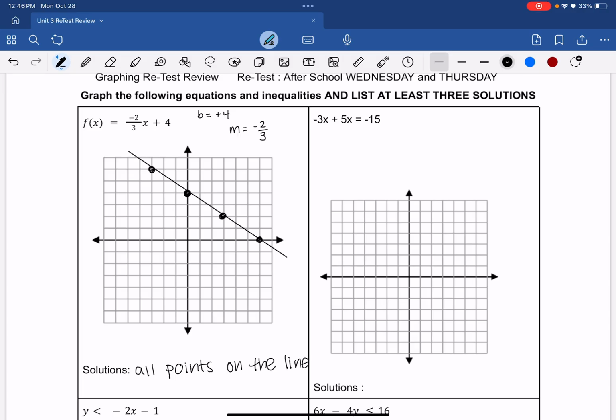So in this case, it would be like negative 3, 6, 0, 4, 2, 3, and then 6, 0. So I got all of these ordered pairs by every single point that falls on the line as a solution, because that's what that is.